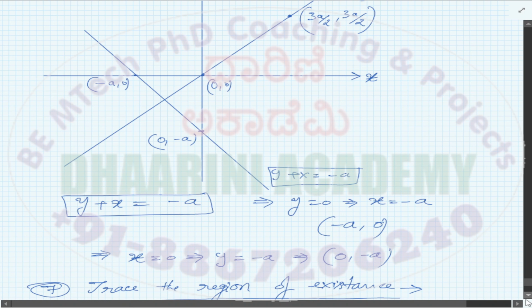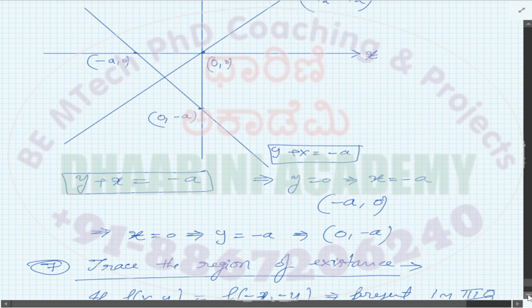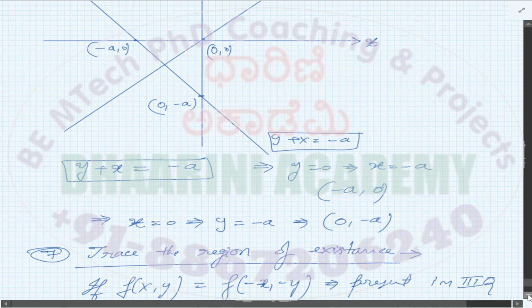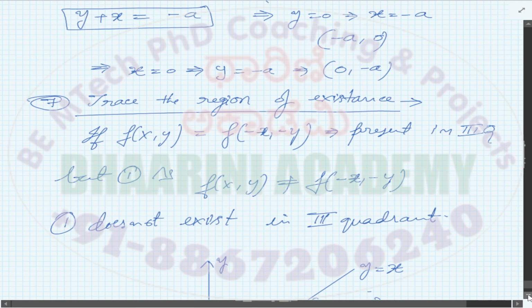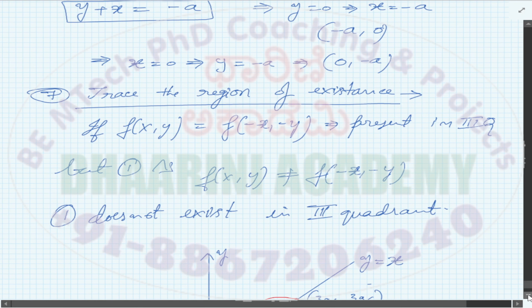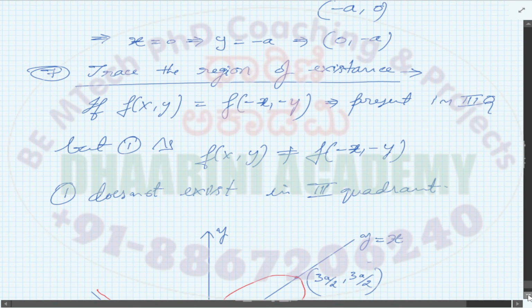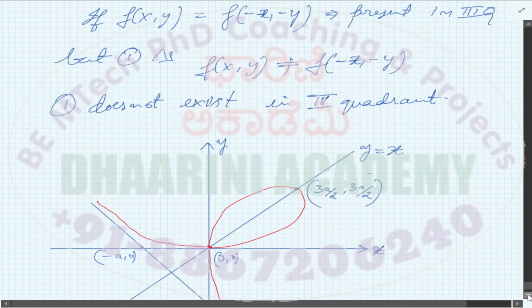And just to clear the doubt of whether I have to draw something in the third quadrant or not, I use the last step, the existence of the region in which the curve is going to exist. I found that it's not going to be present in the third quadrant at all. I don't have to draw anything in the third quadrant.